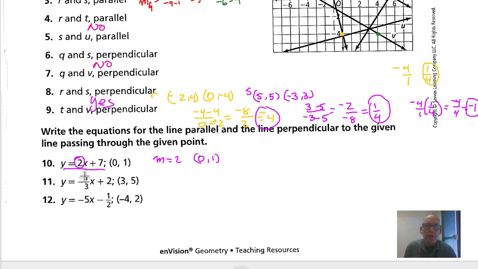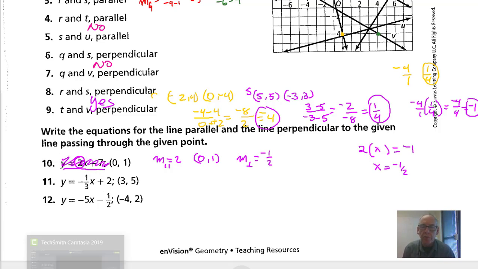And also, they want a perpendicular. So if I think about 2 times what makes a negative 1, divide both sides by 2, x is a negative 1/2. So negative 1/2 is the perpendicular. So the perpendicular slope is going to be negative 1/2. The parallel slope is going to be 2. And that's all this line does, is serve up the slope for me to use. And so this line is also going to go through the point (0, 1). So I have a point and a slope. Also, I really have a slope and an intercept. So I can actually use slope-intercept on this one.